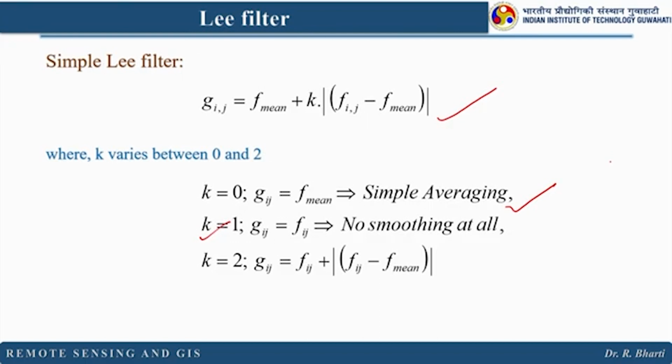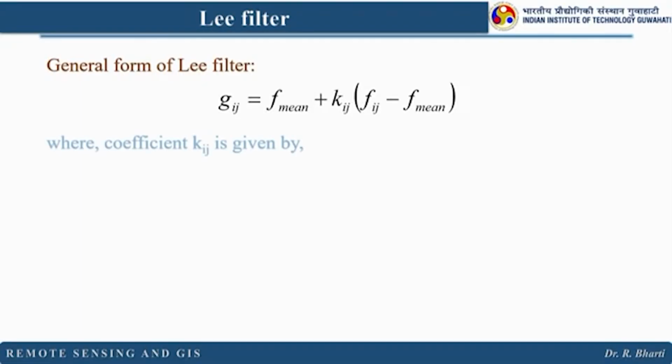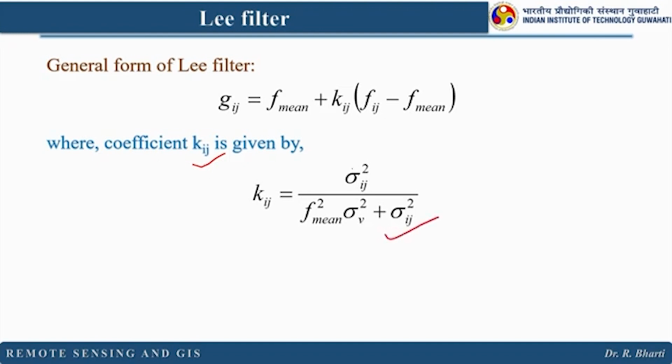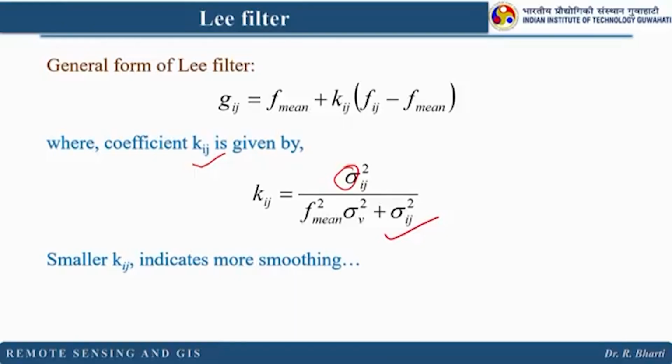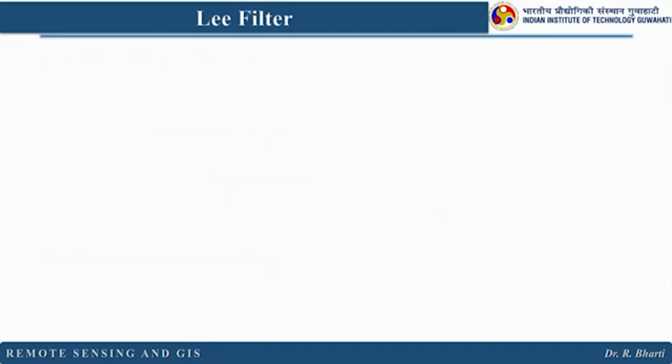Now, the general form of the Lee filter is basically this one, where the coefficient Kij is given by this, where we are using a standard deviation, and a smaller Kij indicates more smoothing. So, a smaller Kij value indicates more smoothing. This is very important when you are going to run this particular method on your image. You have to make sure that this value is higher when you do not want to smoothen your image, right.